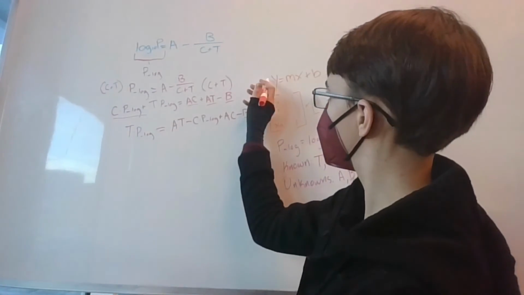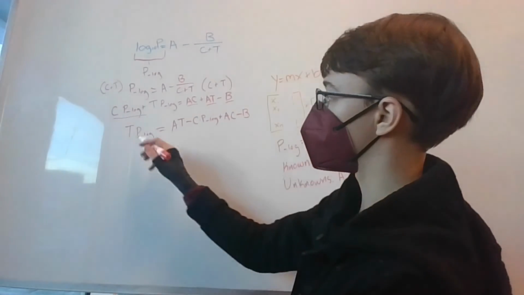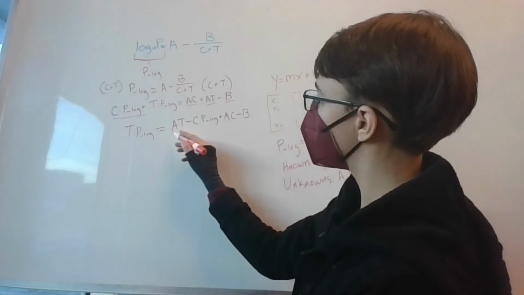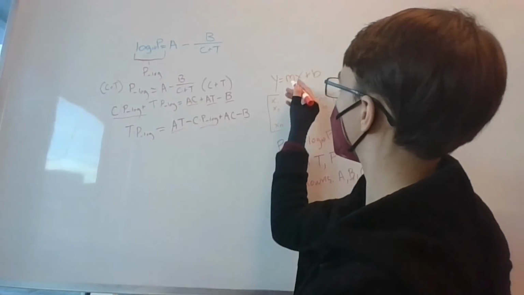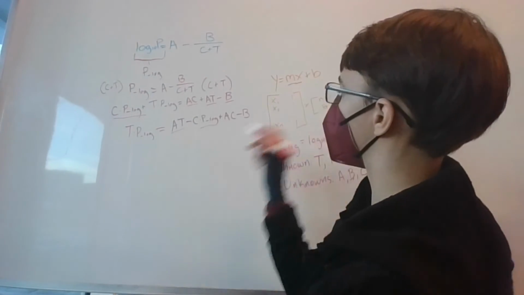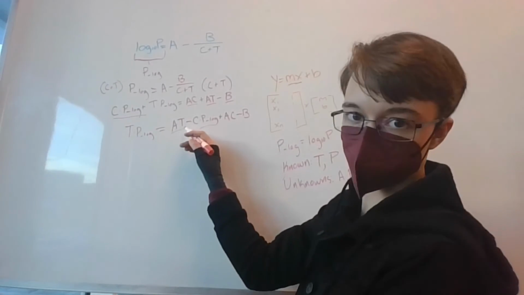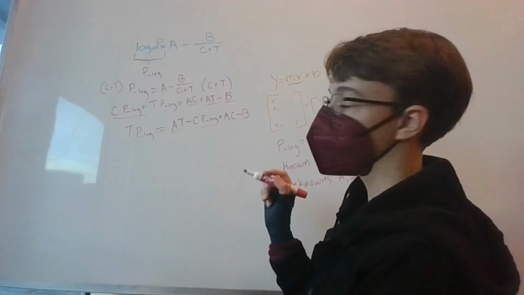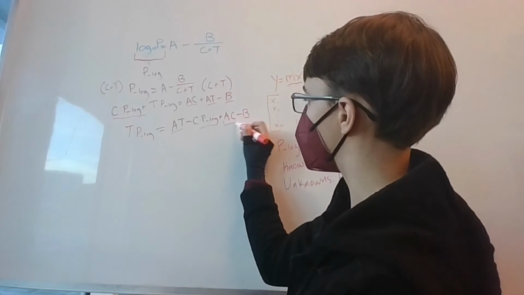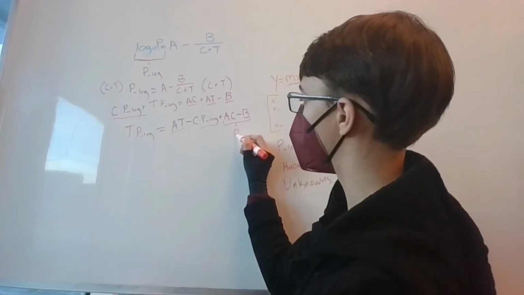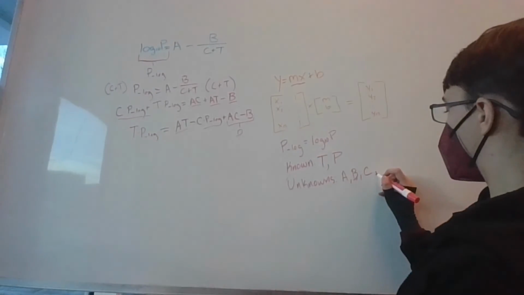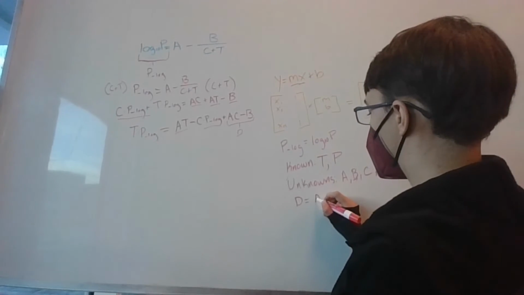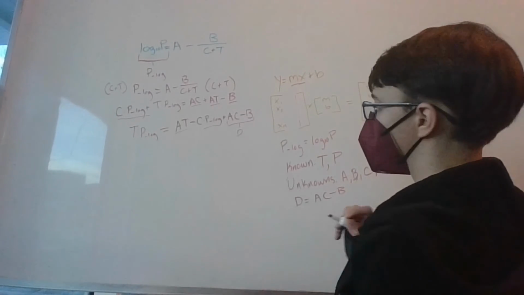We can see that this is going to be our Y, because it's something we know, and it's by itself on one side. And then we can see that these two terms are going to be like our MX, because we've got an unknown times something we know. And then we've got two terms here that are sort of like our B. And we can combine these into one unknown. We'll call it D for now. So another unknown we have is D, and D is going to be equal to AC minus B.